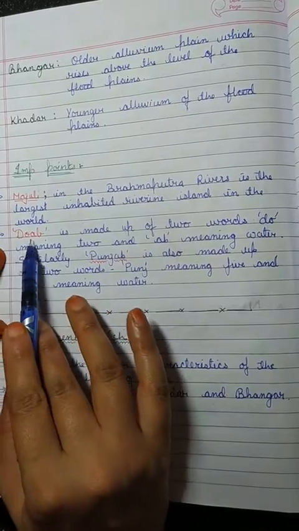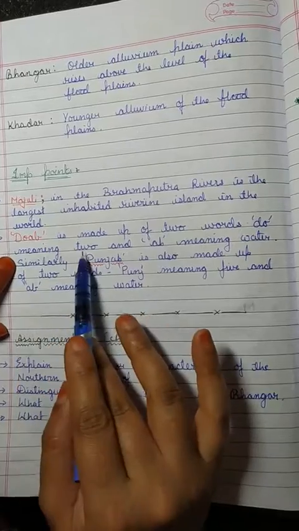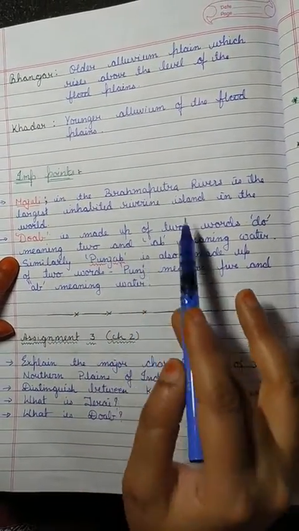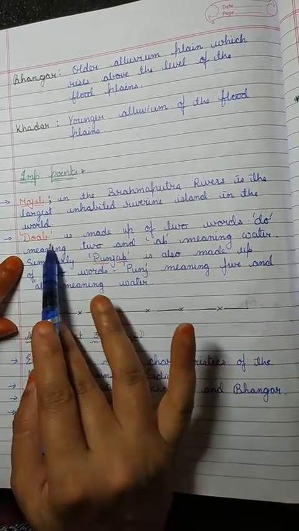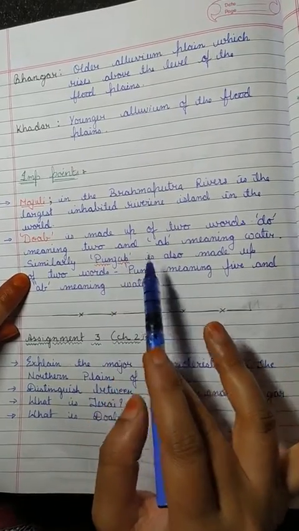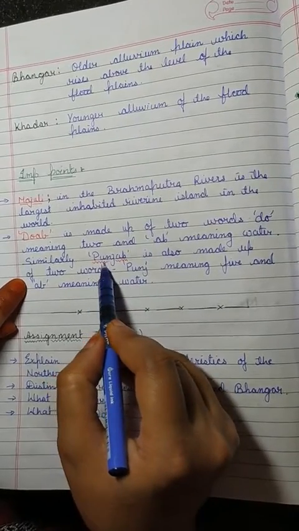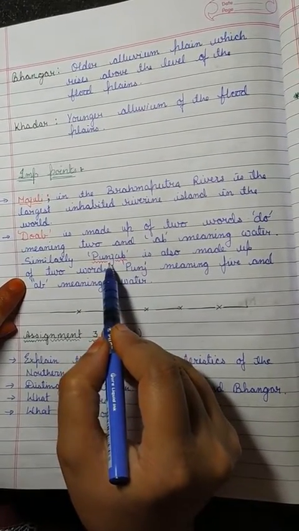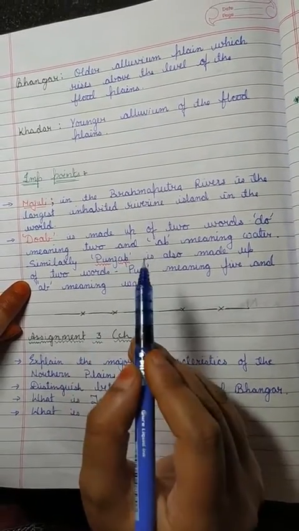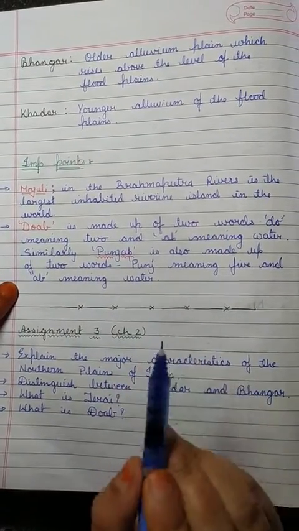Second point is Doab. Doab is made up of two words. Do meaning two and Ab meaning water. Means the area between two rivers is known as Doab. Do you know how Punjab got its name? I will tell you. In the word Punjab, two words are coming. First one is Panch, means 5 rivers, and second one is Ab. What is the meaning of Ab? Water. Means Punjab is the land of 5 rivers.